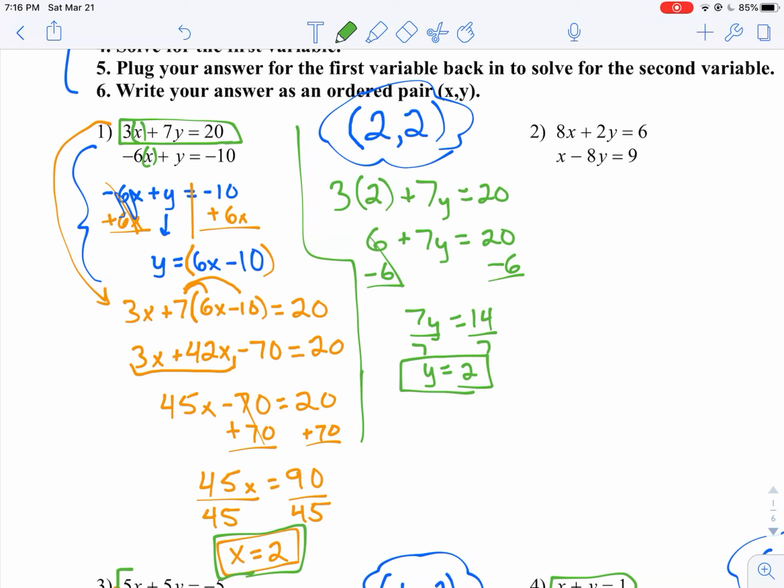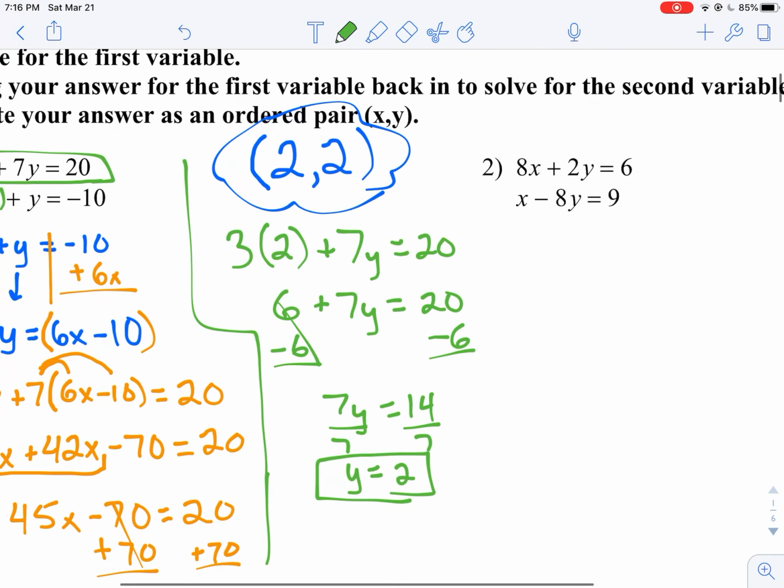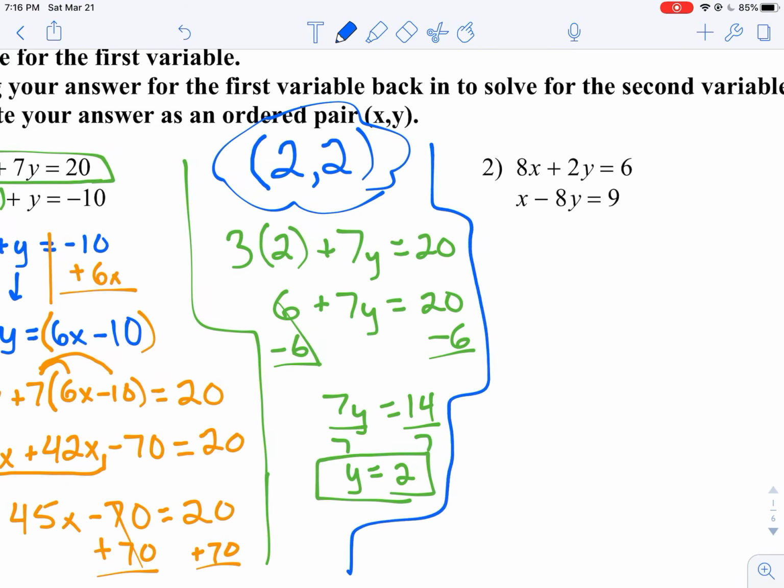It's going to be kind of the same way, except number 2, we're actually going to get to solve for x instead of y, but the process is still exactly the same. The work should all look the same. Pretty much all your work is going to look like this. All right, so let's go ahead and start number 2 for sake of time.